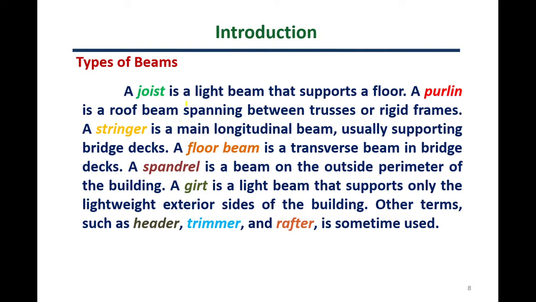We have the joist, a light beam that supports a floor. A purlin is a roof beam spanning between trusses or rigid frames. The stringer is a main longitudinal beam usually supporting bridge decks. A floor beam is a transverse beam in a bridge deck. The spandrel is a beam on the outside perimeter of the building. A girt is a light beam that supports only the lightweight exterior sides of the building.